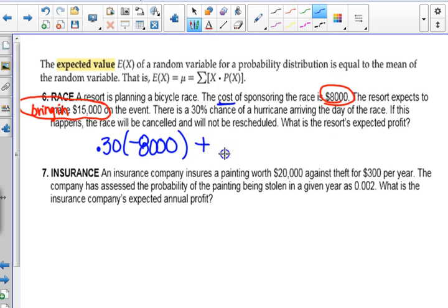But there's also the possibility that there's not a hurricane, which would be what probability? 0.70. Now, he will bring in 15,000, but he will still have spent 8,000. Is it worthwhile or not? What's the expected outcome? Yeah, that's 7,000 times 0.7.